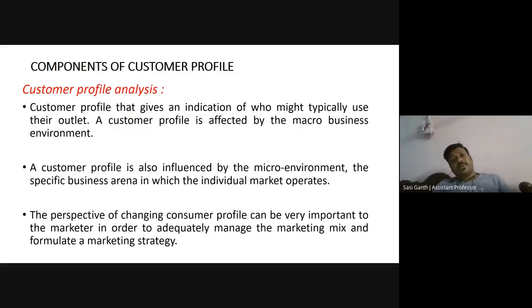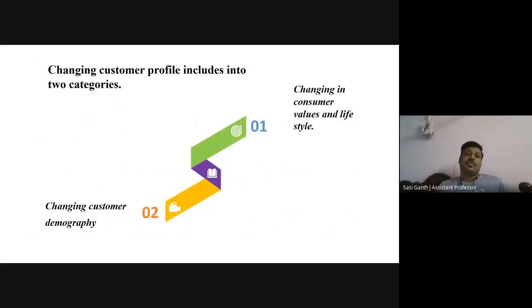And changing customer profile, you cannot make profiles for all, no? But if you make them, then it is data for you. See here, changing your customer profile includes two categories. One is changes in consumer values and lifestyle. The other is changing customer demography. These two are very important. What is demography?